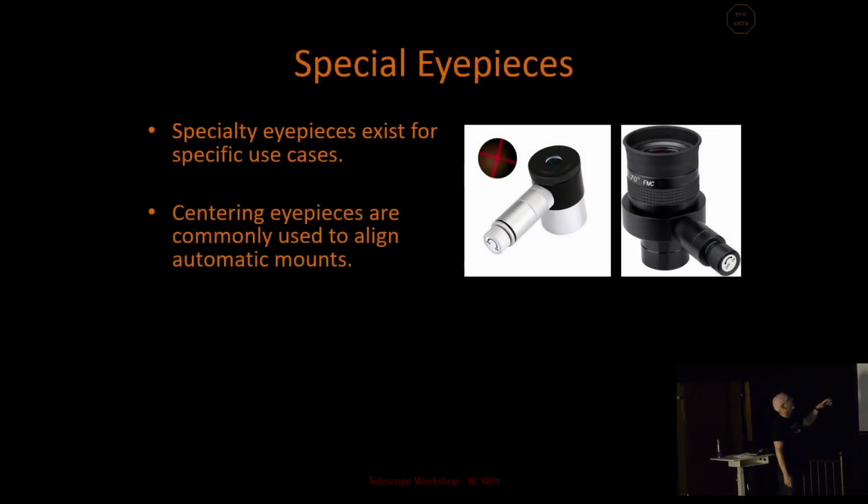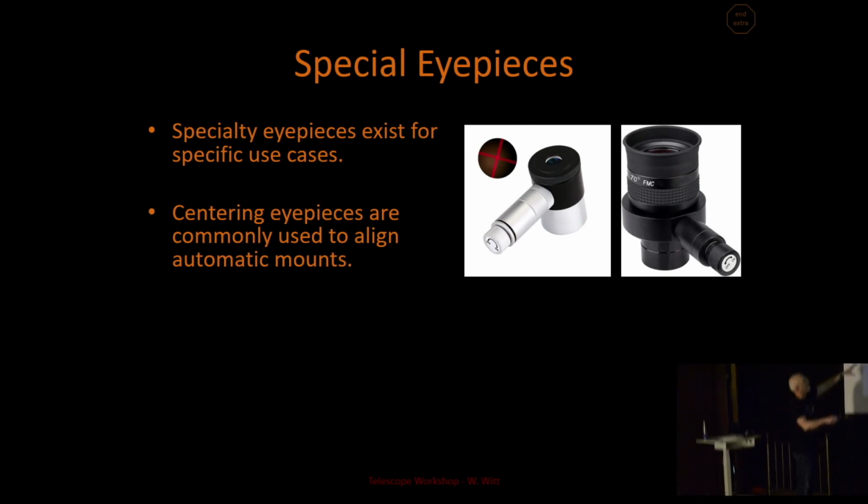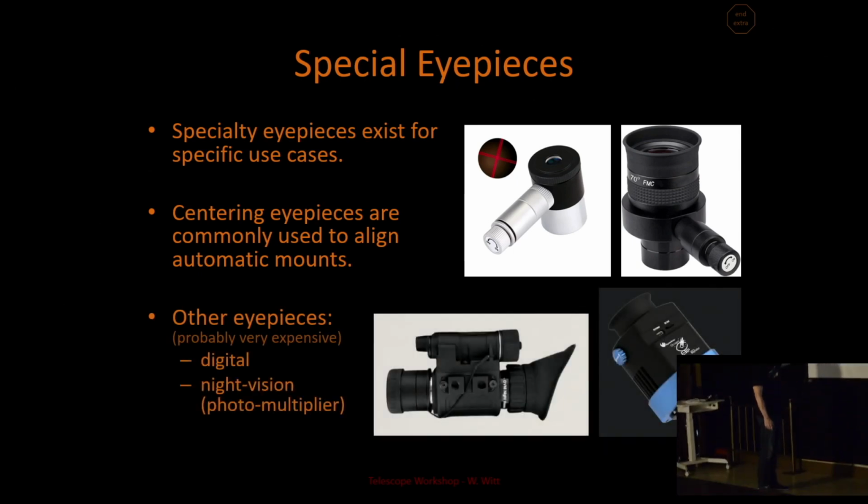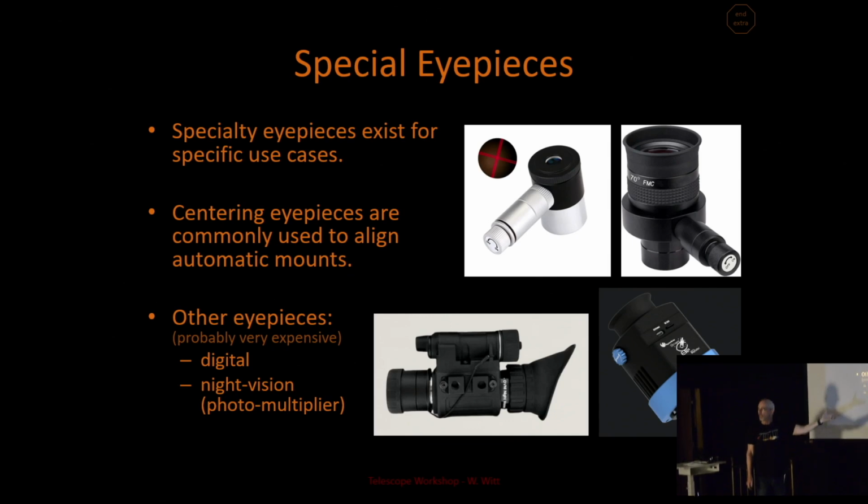There are some specialty eyepieces for specific use cases. This is called a centering eyepiece. We'll meet this again when we talk about mounts after the cookie break. There are also these fancy digital eyepieces. I don't have one of these. Some people like these, right? Like night vision eyepieces, light amplifying, fancy stuff, right? Nothing you need right now. Just want to let you know these things exist, because you may bump into them in your travels.